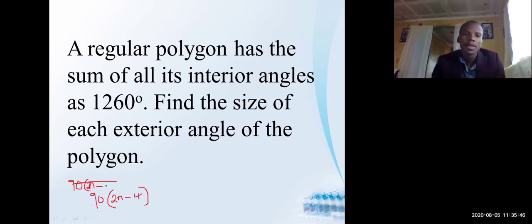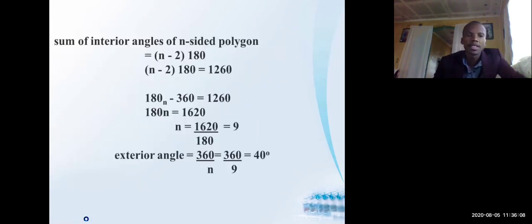So like here, the sum we have been given already. So let us get the number of angles, that is n. So you realize that it will be 90 into 2n minus 4 is equal to 1260. Let's check in the next working slide.